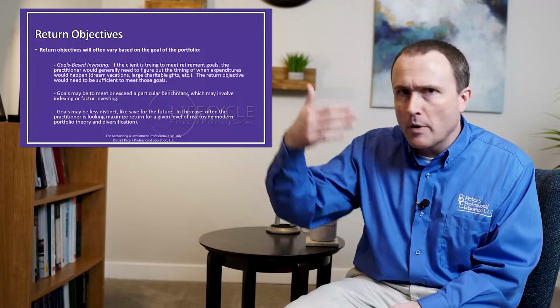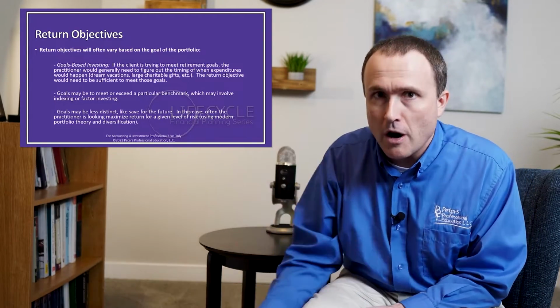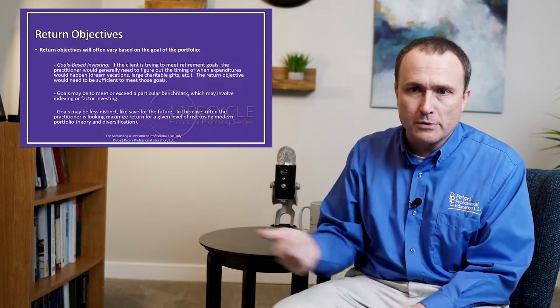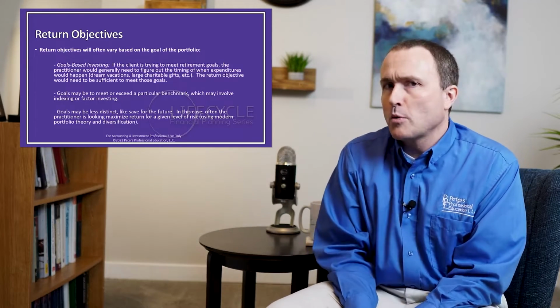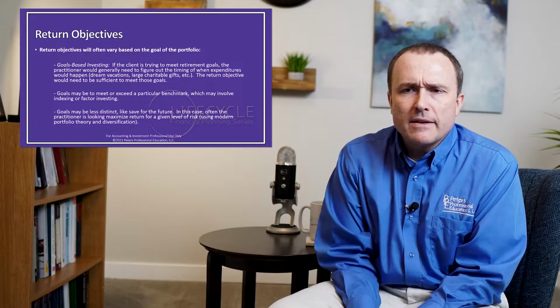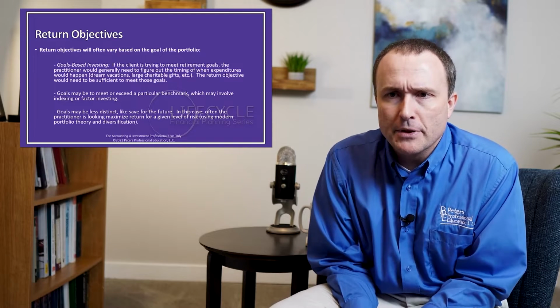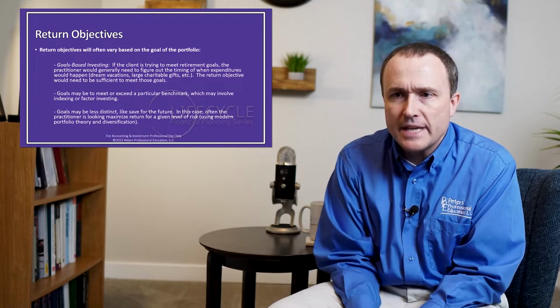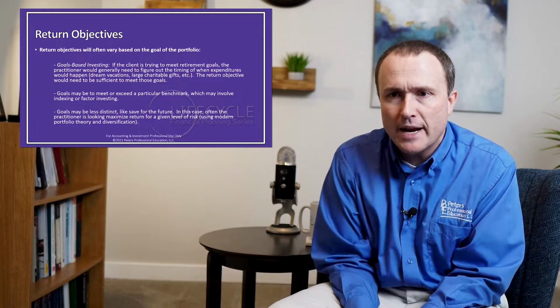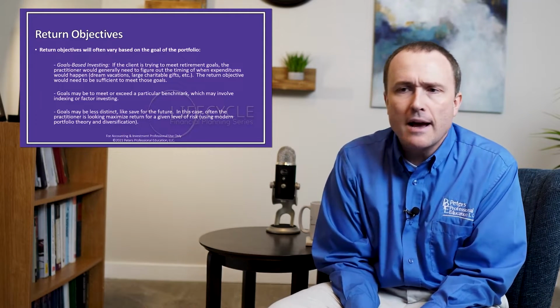So part of what we do with a client in an initial meeting is we try to figure out what those goals are. We try to get them to articulate those goals. One of the things that goes along with this idea is something called goals-based investing. And so if the client is trying to meet retirement goals, for example, the practitioner would generally need to figure out the timing of when expenditures would happen, dream vacations, large charitable gifts, and things like that.